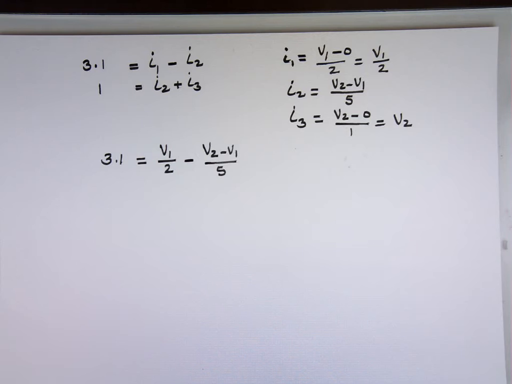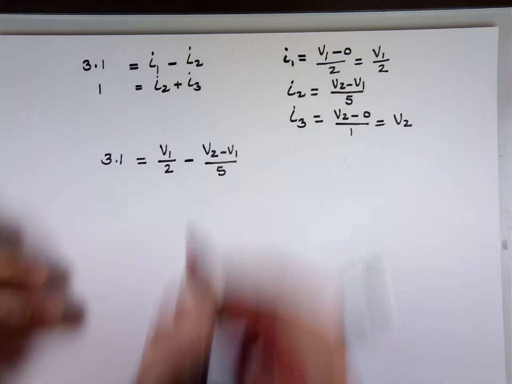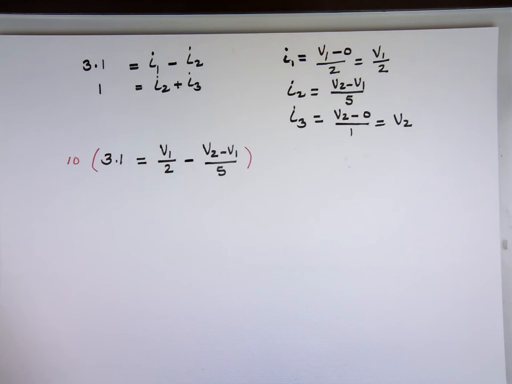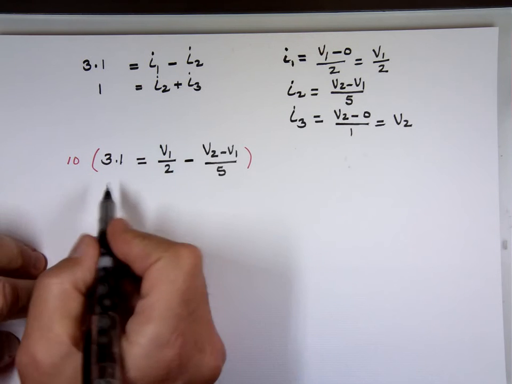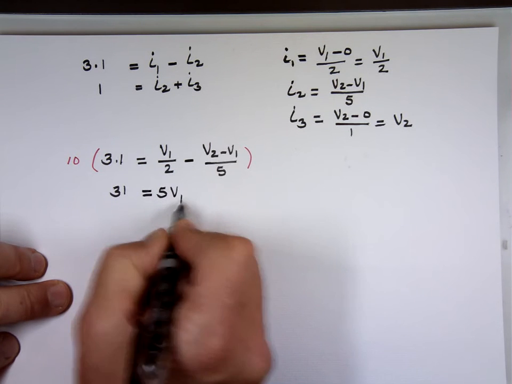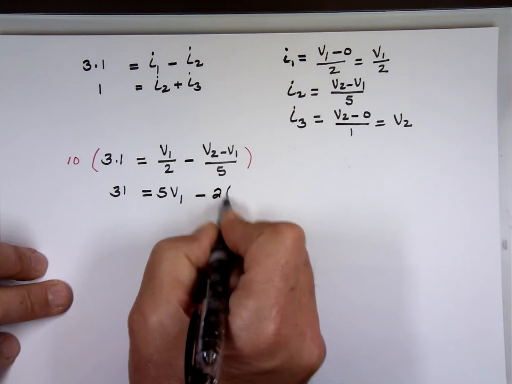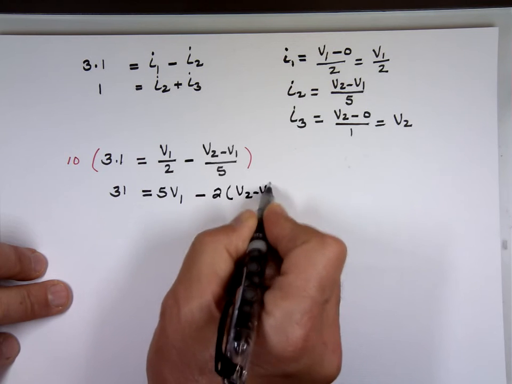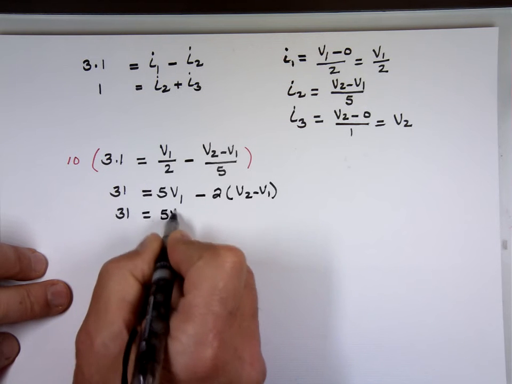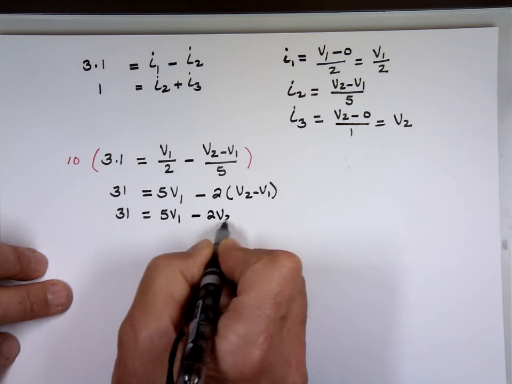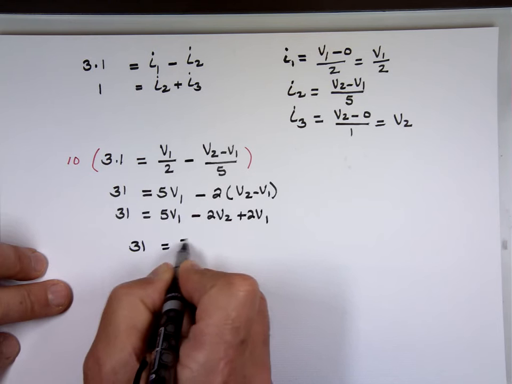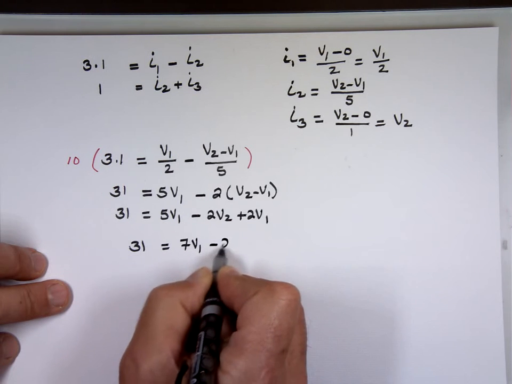I don't like fractions, so I'll jump on my LCD, which is what? Is it 10? So if you multiply the entire equation by 10, you get 31 equals what? 5V1 minus 2 times V2 minus V1. 31 equals 5V1 minus 2V2 plus 2V1, simplified, 7V1 minus 2V2.